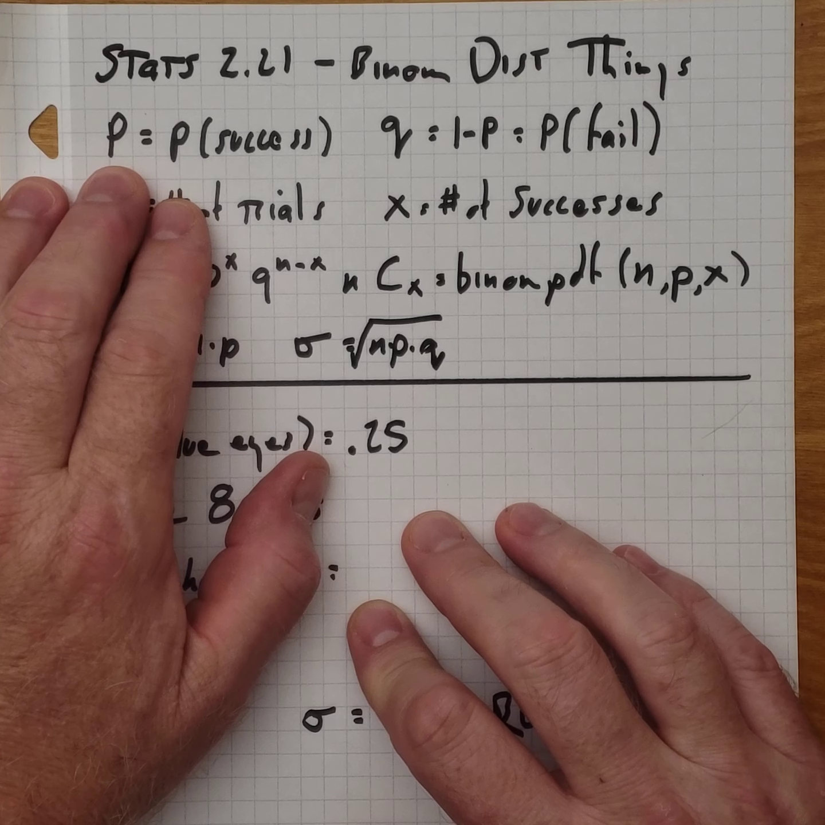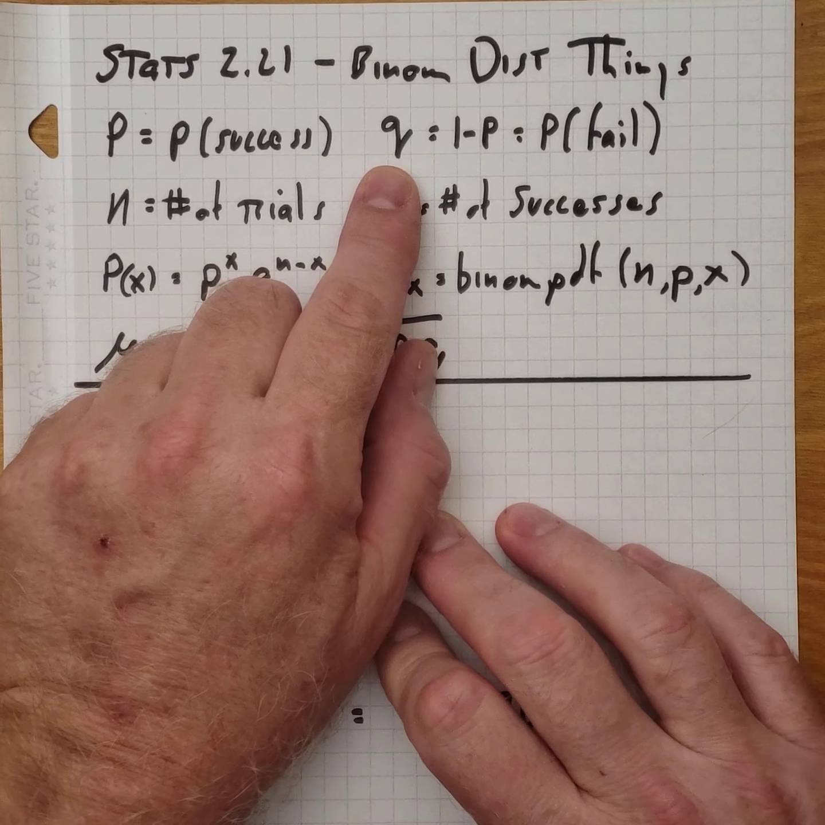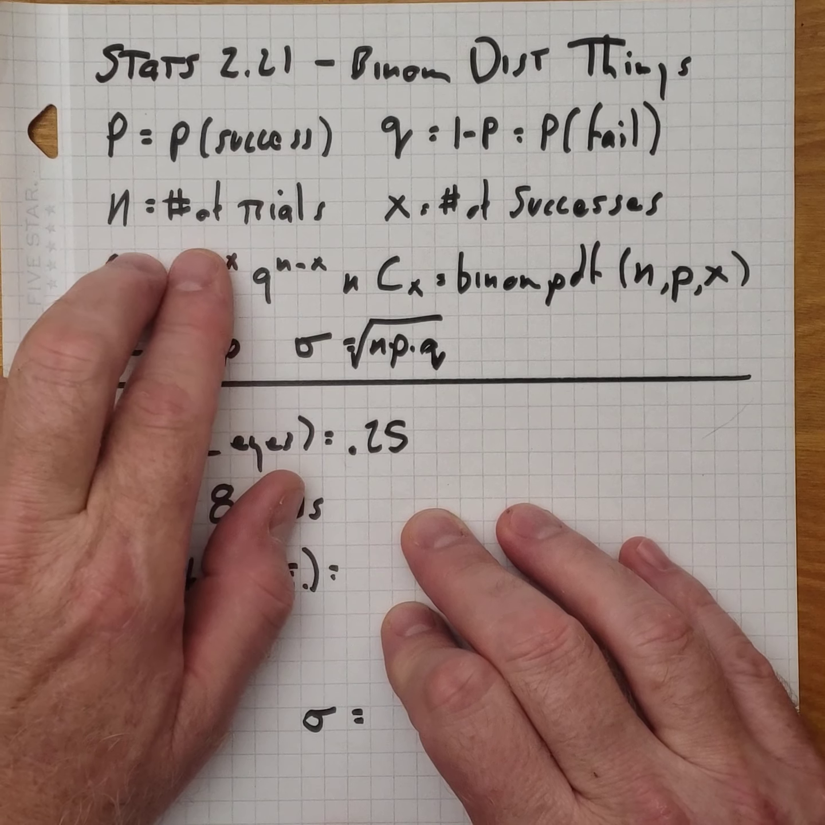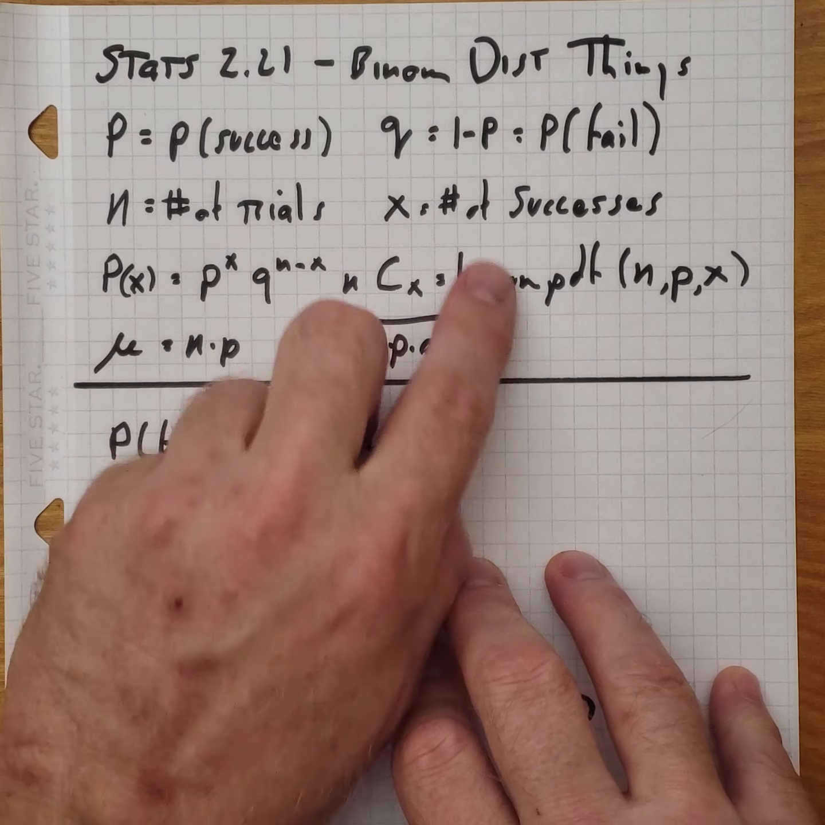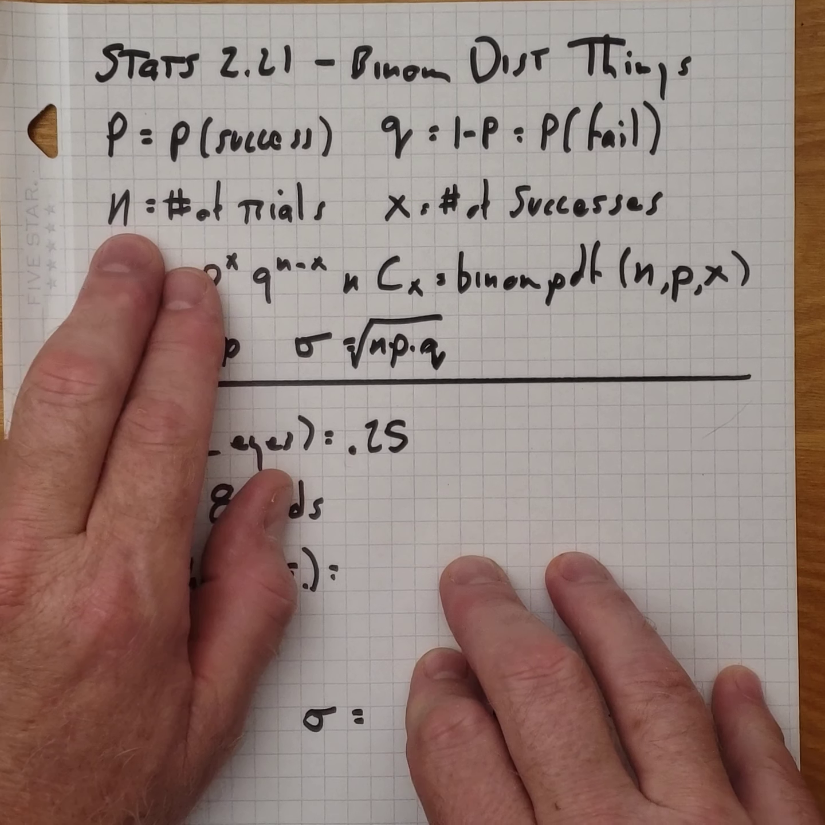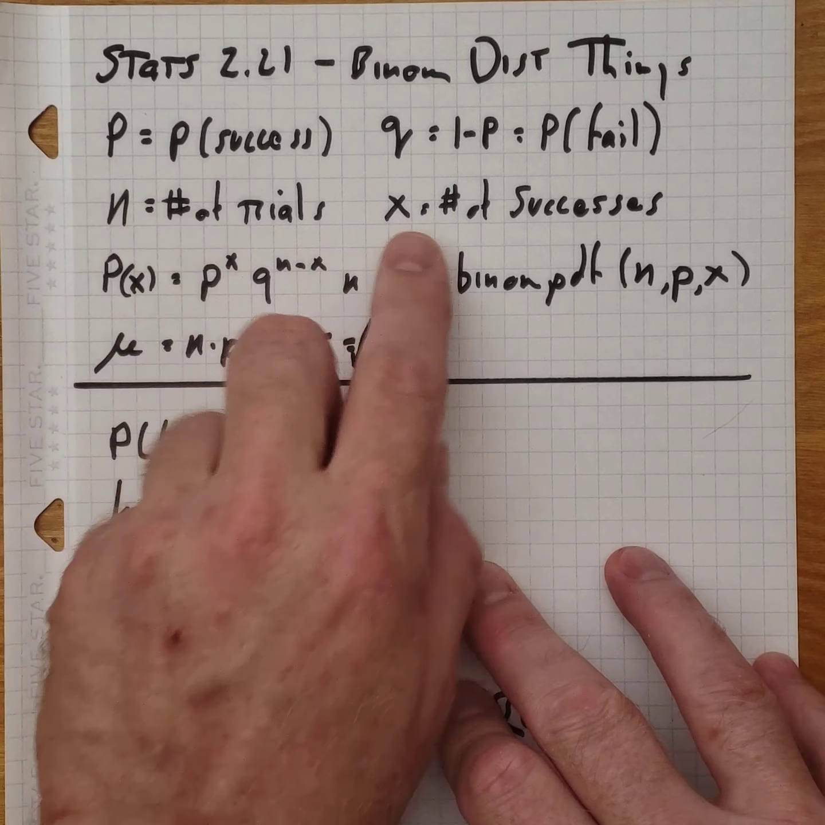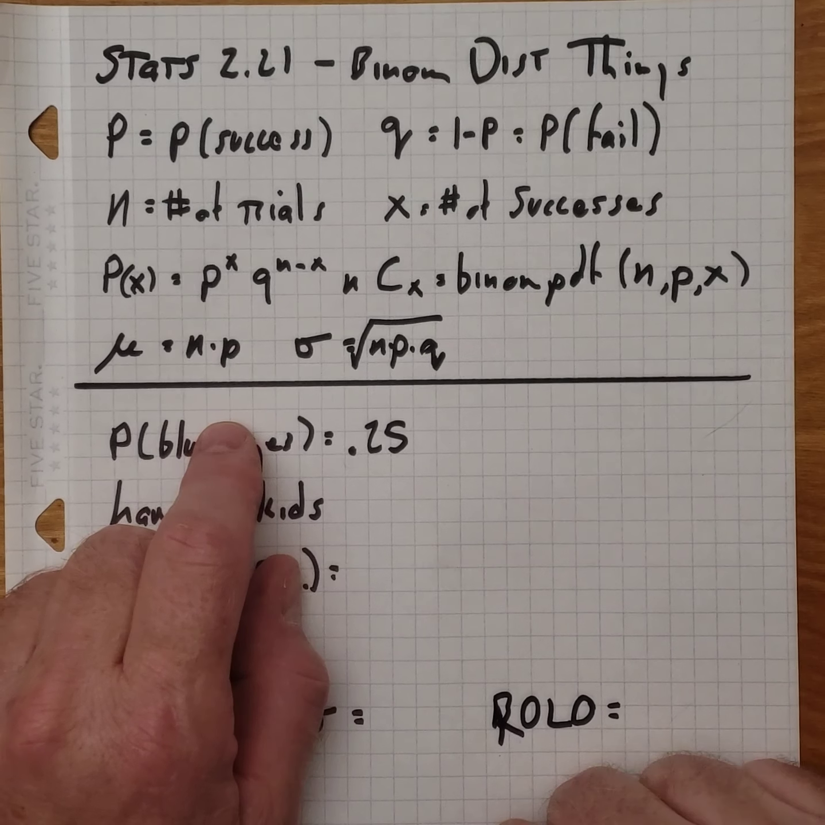P, as always, lowercase p stands for our probability of success. Q is the probability of failure, and that's just 1 minus p. N is the number of trials, and X is the number of successes. Okay, the same notation for P and Q, but this time, since we have a fixed number of trials, that's going to be N, and the thing we're concerned with the probability of is how many successes we have within those trials.